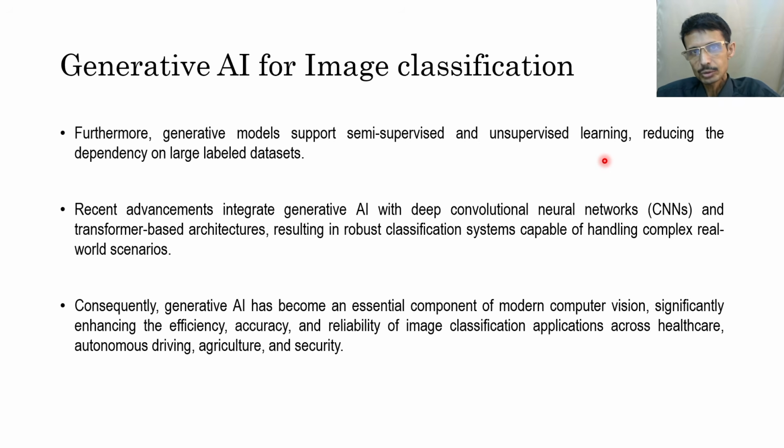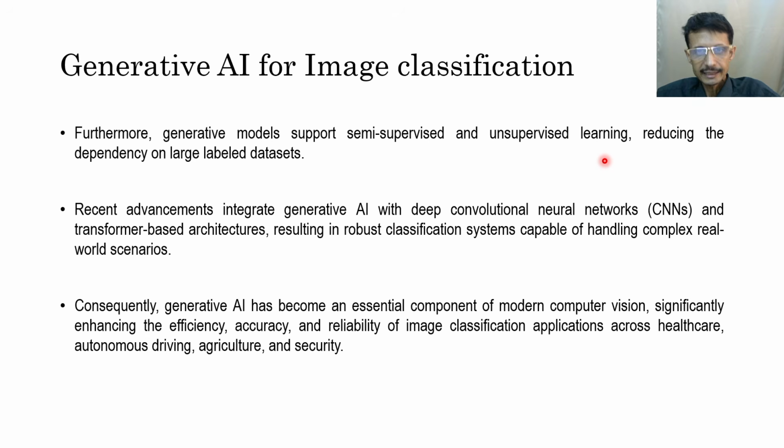Furthermore, generative models support semi-supervised and unsupervised learning, reducing the dependency on large labeled datasets. That is one of the important factors, because generative models are in general unsupervised, or you can say semi-supervised. Recent advancements integrate generative AI with deep convolutional networks and transformer-based architectures, resulting in robust classification systems capable of handling complex real-world scenarios. That we'll see in our transformer-based approaches.